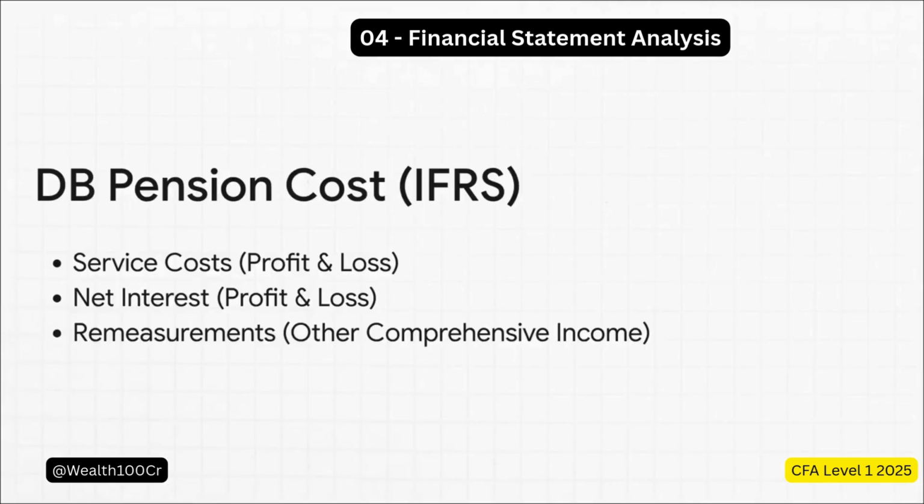So how does a number this big change every year? Well, under IFRS, the changes flow through the financial statements in three places. You've got service costs and net interest, which go right to the income statement. But then there's this third piece, remeasurements. This is where things like surprise investment gains or losses go. And guess what? They bypass the income statement completely and go straight into other comprehensive income, or OCI. That's a critical place to look for hidden volatility.